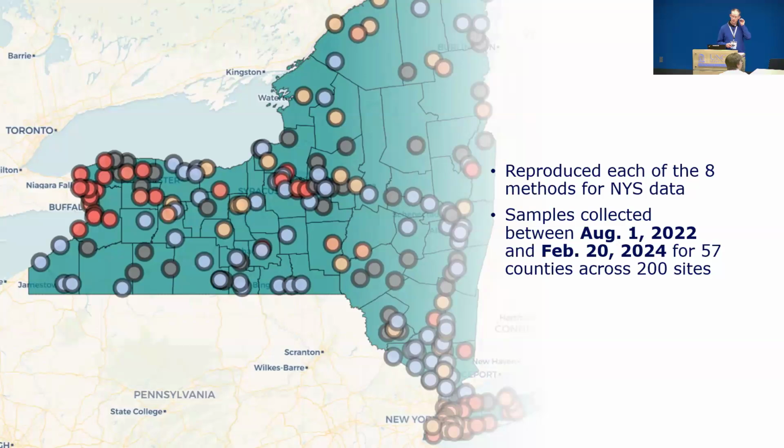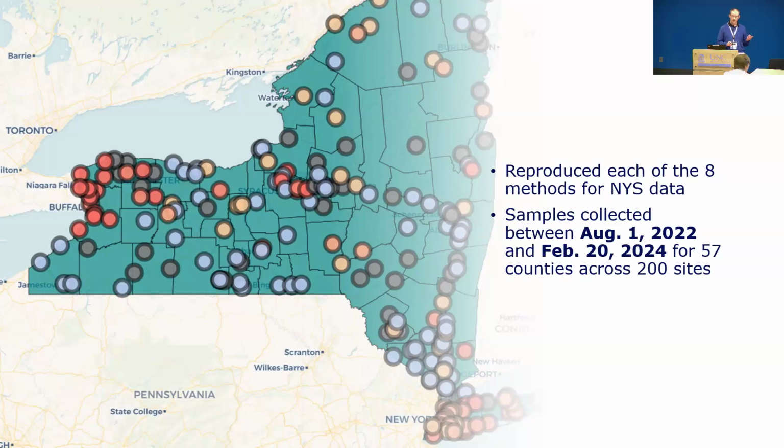And what we did was we took those 8 methods and we reproduced them for our data set, which was using New York State's wastewater surveillance program. New York State's been sampling wastewater for COVID and other things since 2020. And we have over 200 sampling sites across the state, covering the downstate region of New York City, which is highly populated, as well as upstate New York, which has some population centers, but it's quite rural in some areas.